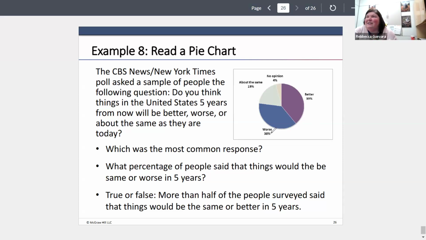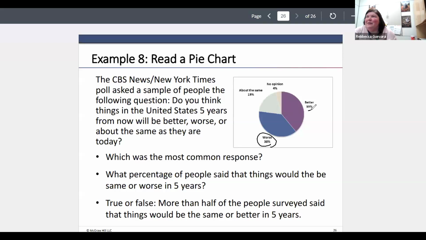That can be a little hard to see because these look like they're about the same. But if you read the percentages, we can see, not a lot more, but it's almost half and half think it's worse and better. Most common response, it looks like it's better. What percentage of people say that things would be the same or worse in 5 years? All right, so the same or worse. This group matches together with this group.